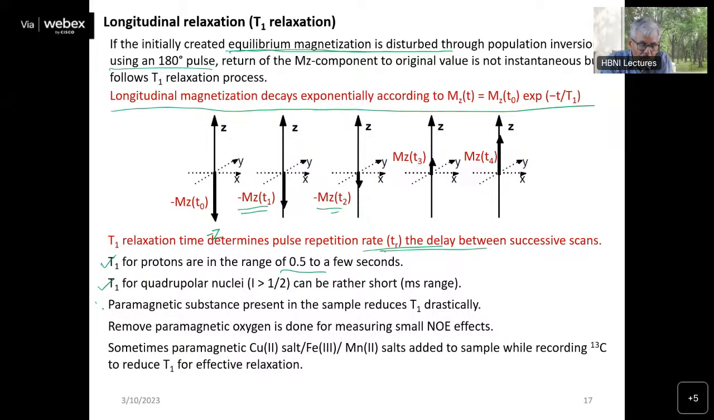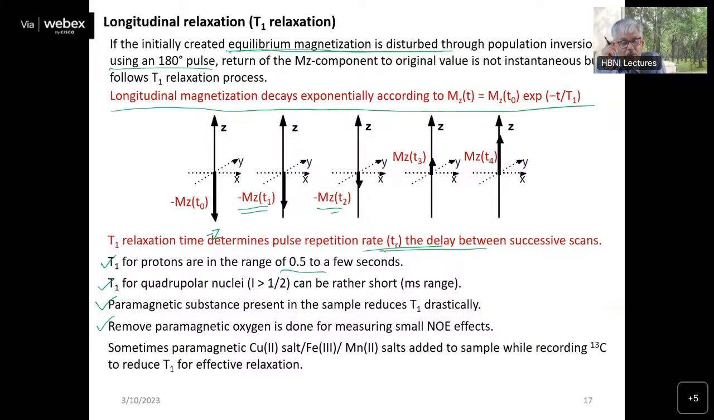And then if your sample contains some paramagnetic substance, you will see that T1 decreases drastically. That is another problem. If your molecule has some paramagnetic center, you will see very broad lines. That's why, see, oxygen is paramagnetic.